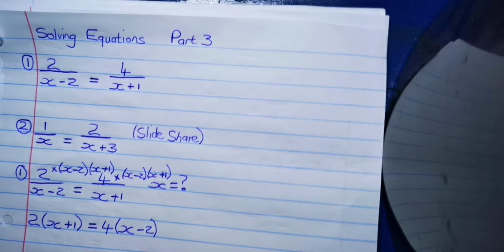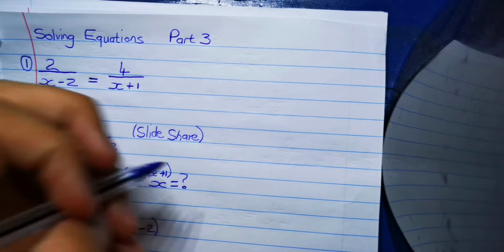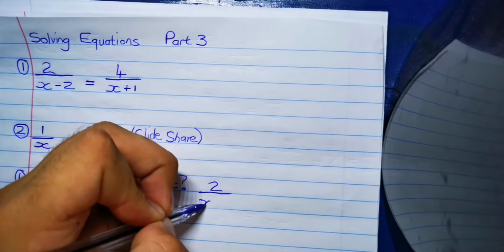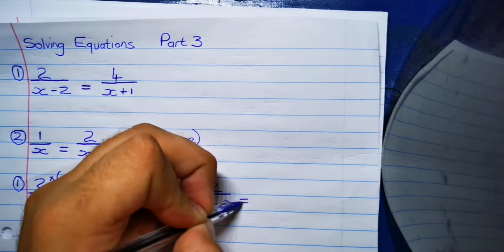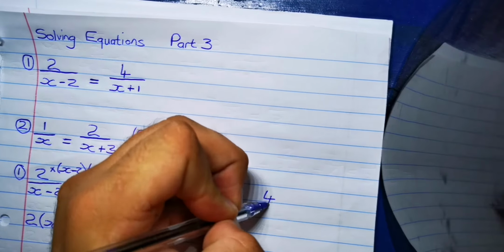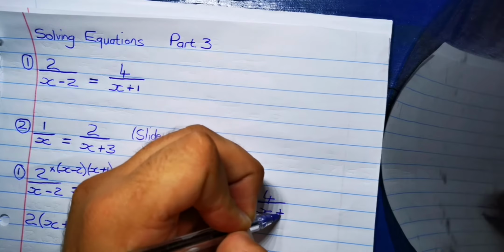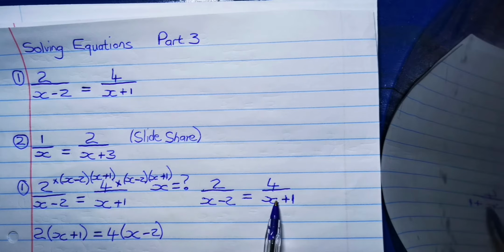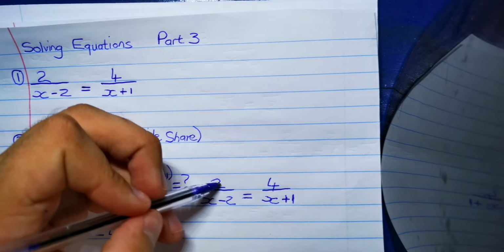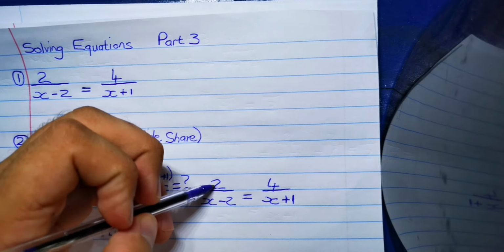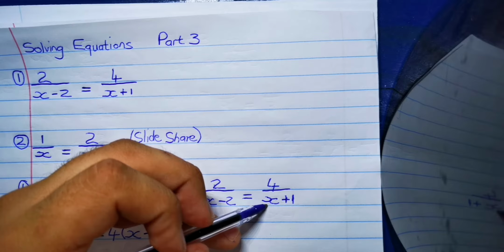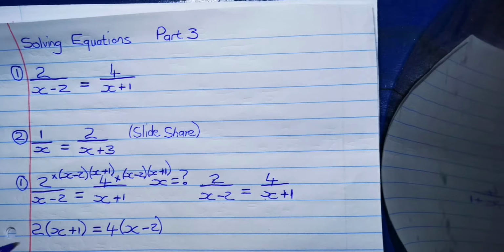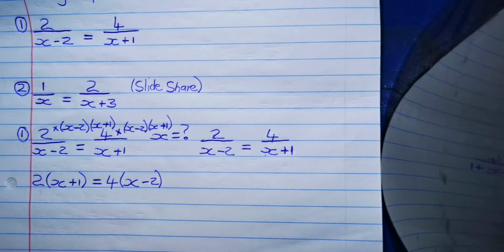So if you look at the original equation, there's an easier way to do this. As you can see here, there is only one term on the left and only one term on the right. Because that is the case, we can cross multiply. So we can say 2 times x plus 1 is equal to 4 times x minus 2, and we're left with the same answer as below.